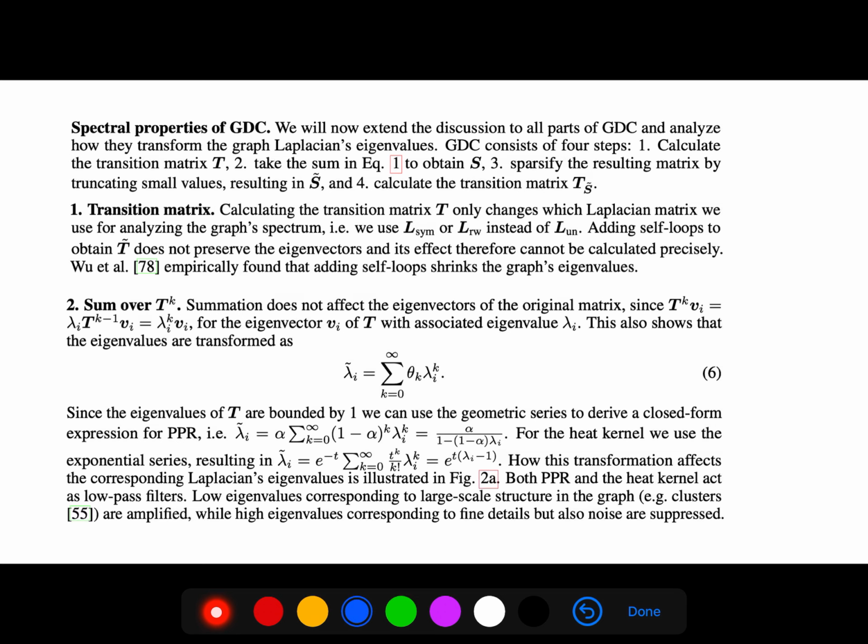So we get S tilde. Then we calculate the transition matrix using this S tilde. Calculating the transition matrix only changes which Laplacian matrix we use for analyzing the graph spectrum. We use L_sym or L_rw instead of L_un. Adding self-loops to obtain T tilde does not preserve the eigenvectors, and its effect therefore cannot be calculated precisely. And then the summation over T^k. Summation does not affect the eigenvectors of the original matrix.